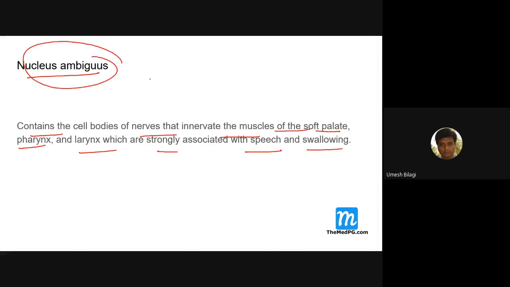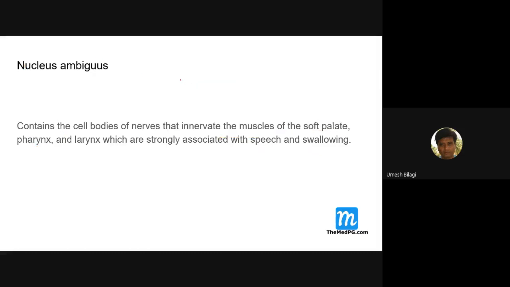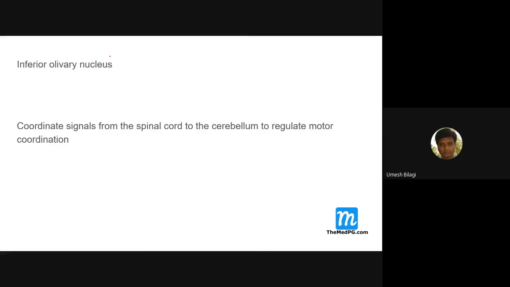So nucleus ambiguus is motor. Tractus solitarius is sensory. Okay, that is the concept of speech and swallowing. Inferior olivary nucleus, I just now told you this, coordinates signals from the spinal cord and cerebellum to regulate motor coordination. I'll show you more next.